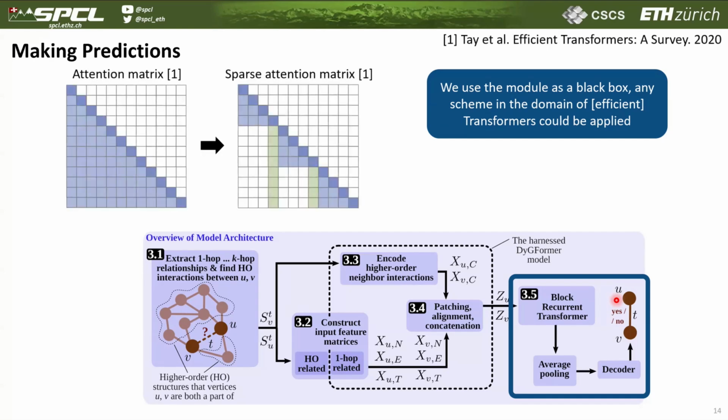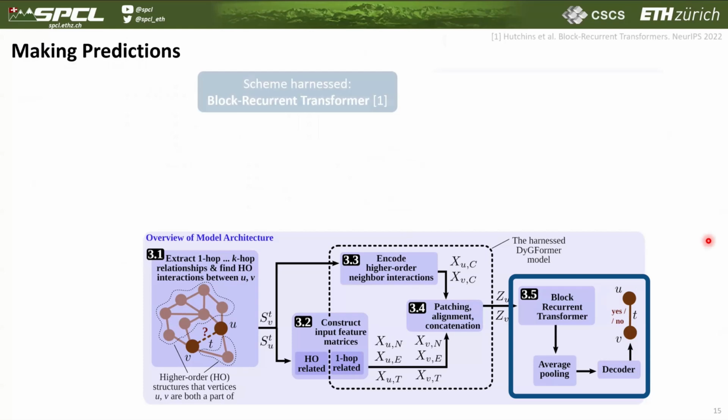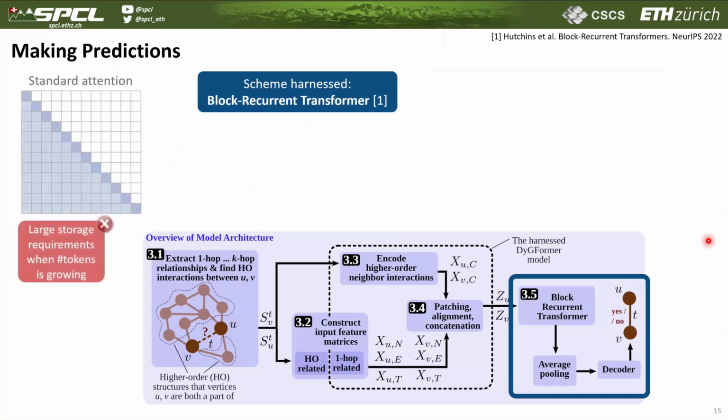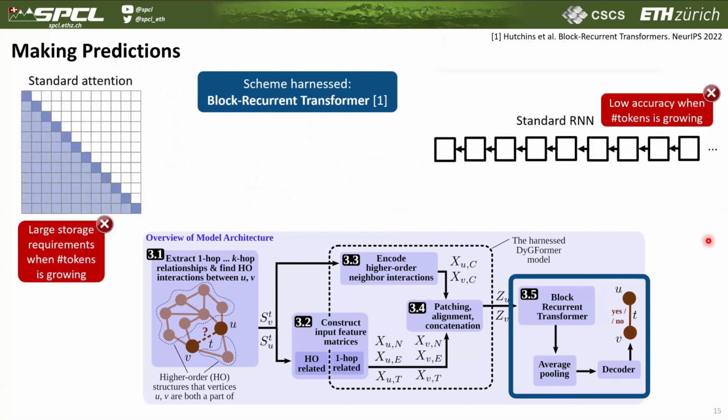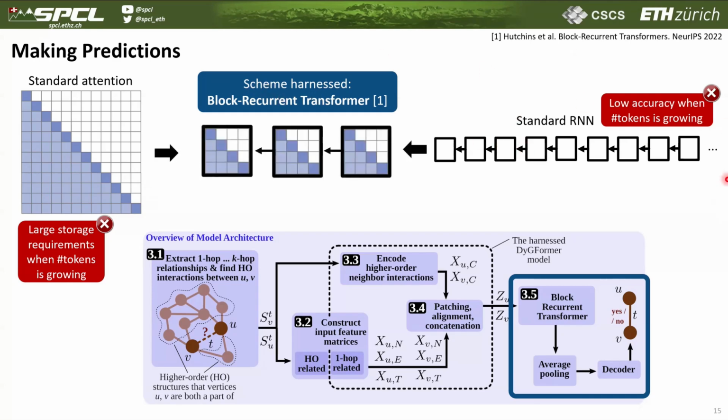A family of so-called efficient transformers is basically a rich family of models where we try to somehow reduce the memory pressure from the attention matrix by, for example, applying sparsification. There are many of these schemes. In our model, we selected a specific variant called the Block Recurrent Transformer, which fixes two things. On one hand, it combines the standard attention with standard recurrent neural networks. The problem with standard attention is that we may need a lot of storage. In RNNs, of course, we cannot model long histories. But this is what the Block Recurrent Transformer addresses, by providing a trade-off between these two.